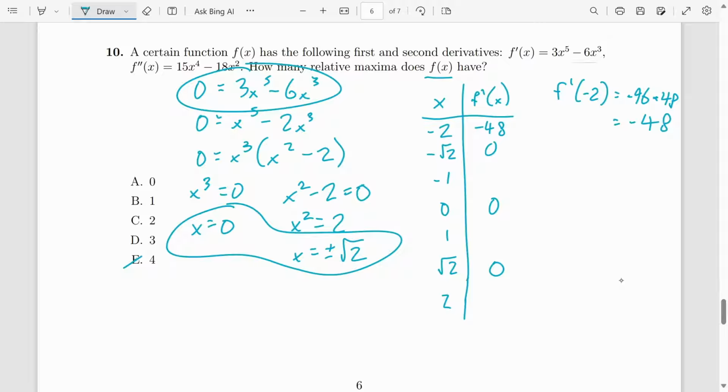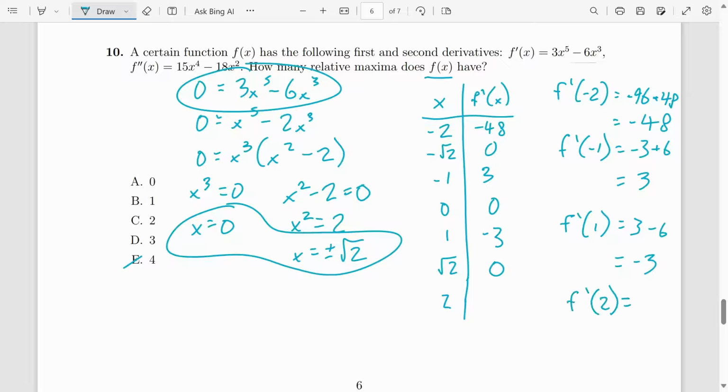Boom. Now f prime of -1, that equals -3 plus 6. That equals +3. Cool. F prime of +1, that is 3 minus 6, that equals -3. And then I'm going to guess f prime of 2 is going to be +48, but let's go ahead and figure that out anyways. So 2 to the 5th is 32, and then times 3 is 96, and then 2 cubed is 8, times 6 is 48, so minus 48, that equals +48. Look at that.